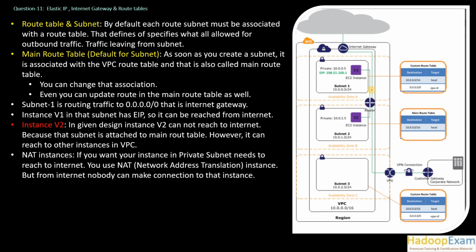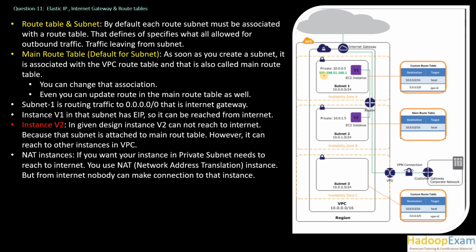So in this example, subnet 1 is routing traffic to 0.0.0.0/0, that is the internet gateway. If you want to send your traffic to the internet gateway, then there should be an entry for 0.0.0.0/0 pointing to the internet gateway route. It has to be there.